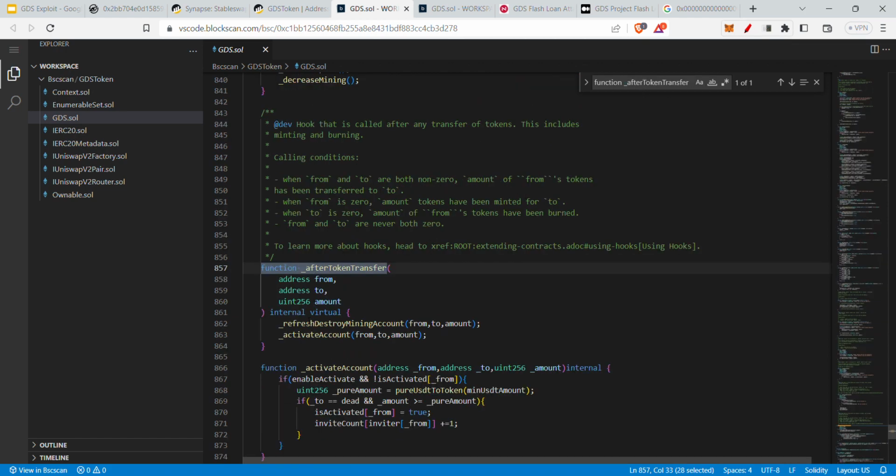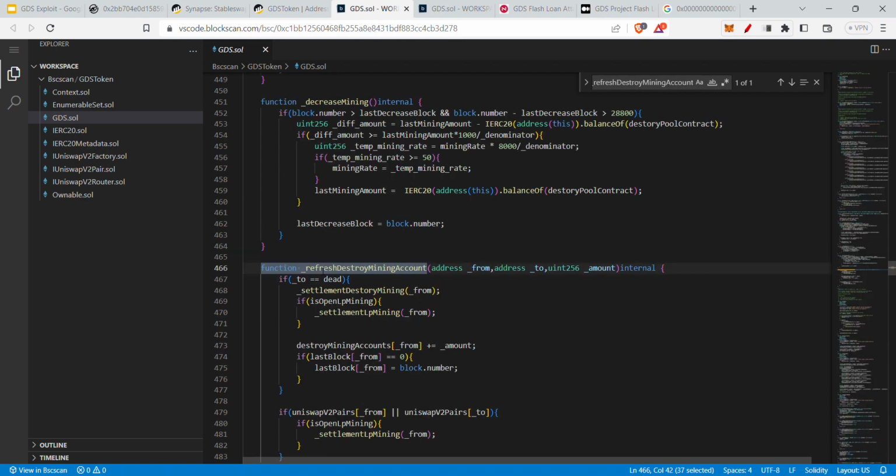After token transfer, calls refresh destroy mining account. And let's look at refresh destroy mining account. From, as you recall, is 0xD7. 2 is date address. Amount is 10,000. If 2 equals to date, is equivalent to date. Yeah, it is, right? We call settlement destroy mining.